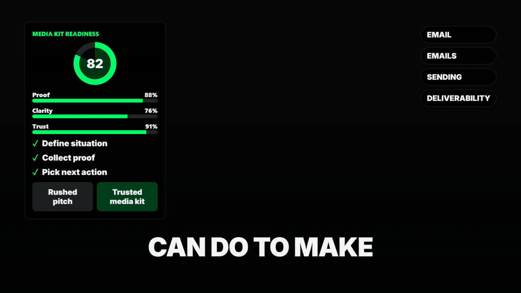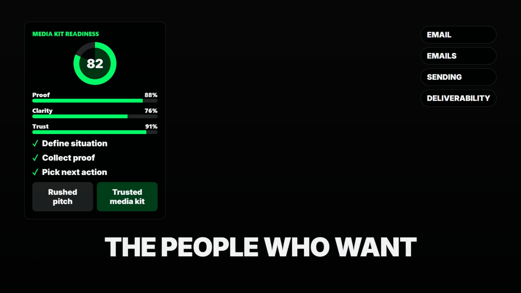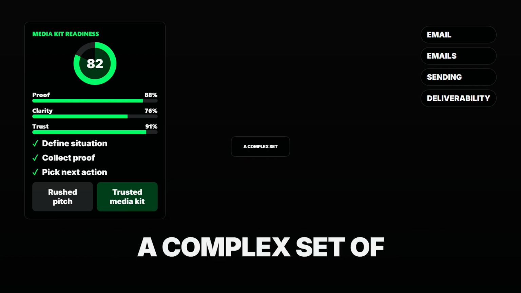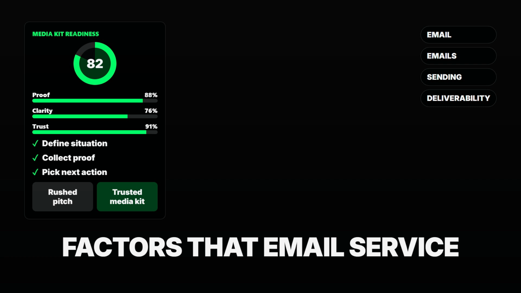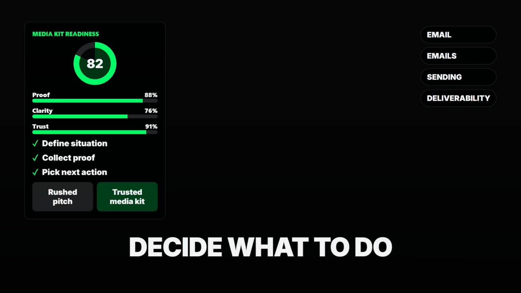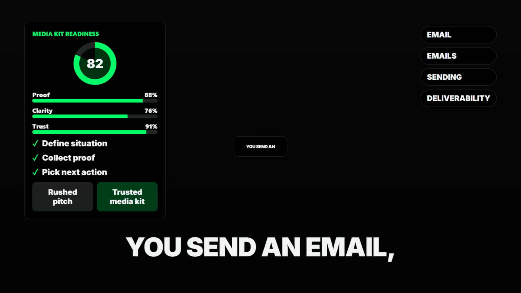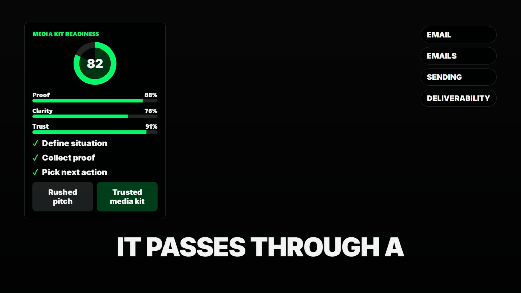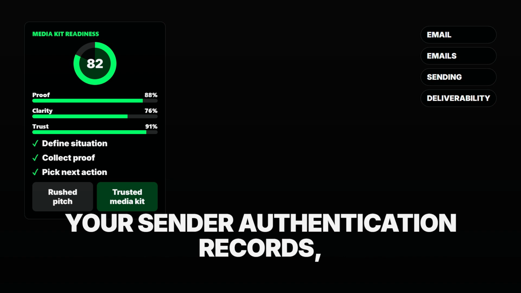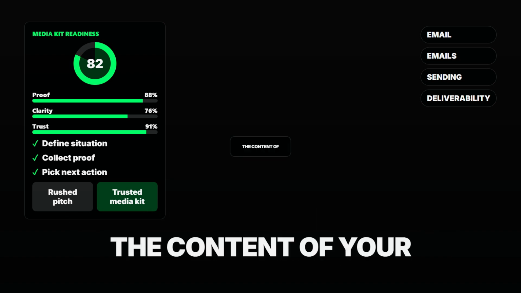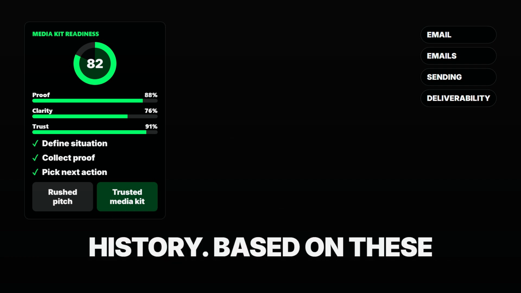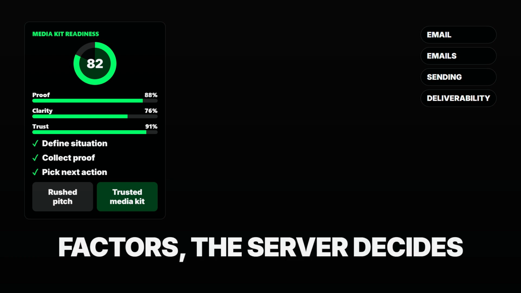Email deliverability is determined by a complex set of factors that email service providers like Gmail, Outlook, and Yahoo use to decide what to do with your email. When you send an email, it passes through a series of checks. The receiving server looks at your sender authentication records, your sending domain's reputation, the content of your email, your sending patterns, and your subscriber engagement history. Based on these factors, the server decides whether to deliver the email to the primary inbox, filter it to a secondary tab, route it to spam, or reject it entirely.